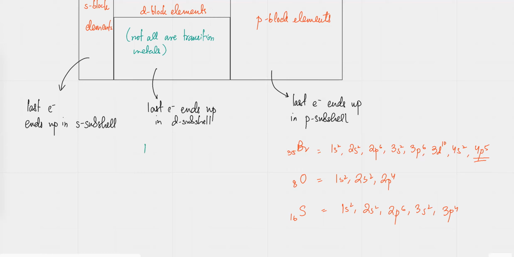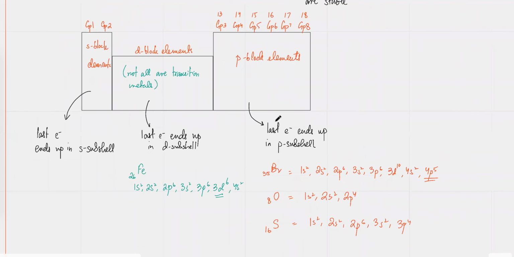So if you pick any element in the D block, according to the Aufbau principle, the electronic configuration would end up with the last electron going into the D subshell. So it's going to be 2p6, 3s2, 3p6, then there is 4s2, followed by 3d. There would be 6 electrons in the 3d. So the last subshell that we filled up according to the Aufbau principle, the table that we had, the last electron went into the D subshell.